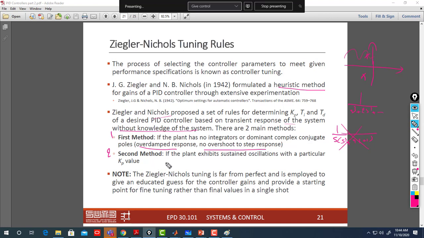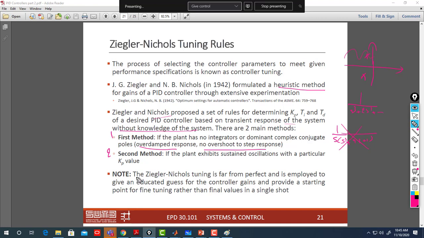The second method is applied if the plant exhibits sustained oscillations with a particular Kp value. In tomorrow's Wednesday session we'll look at the two methods in detail. What do we mean by the plant exhibiting sustained oscillations with a particular Kp value? We'll look at it in more detail next time. For now, you can explore it yourself in the coming slides.